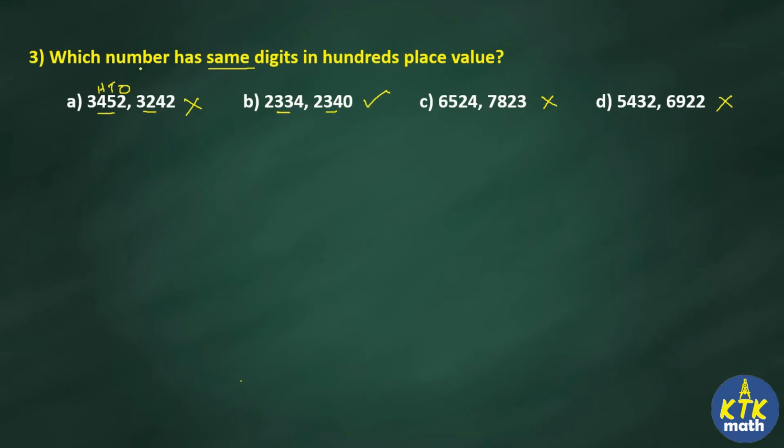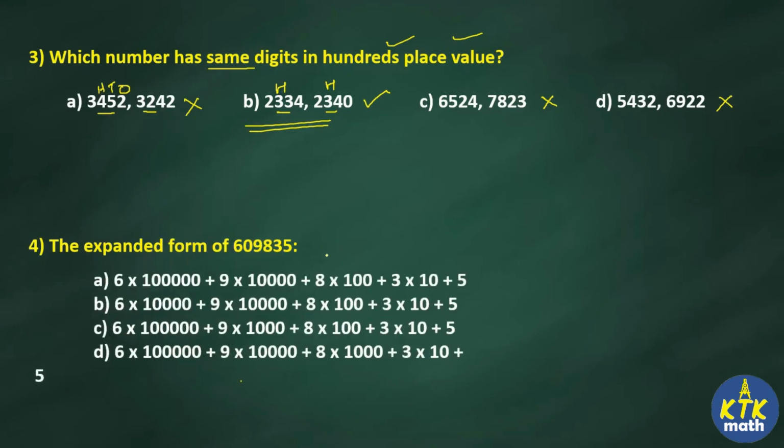Okay, in this case, second one answer is option B. Option B, you have hundreds place 3, second number also hundreds place 3. That's what they're asking in the question. Same digit in the hundreds place value. Now check out the question number 4, the expanded form of this number. So we know about expanded form. We are writing that in terms of multiples. Okay, the 5 should come here.